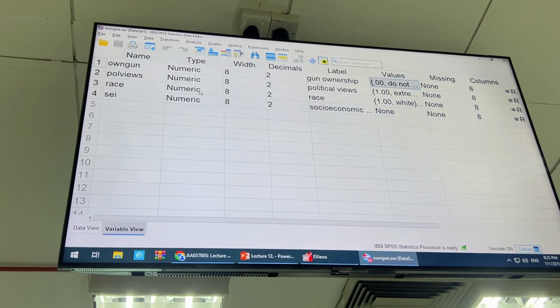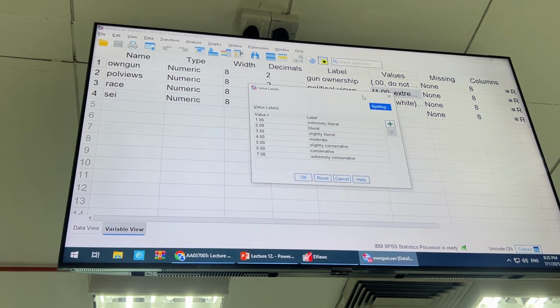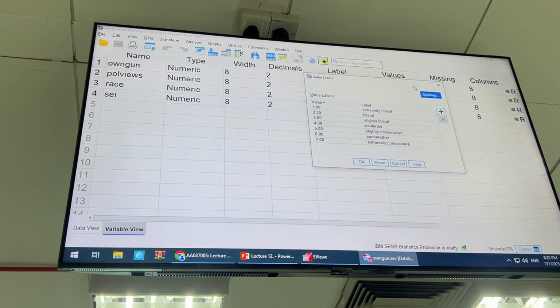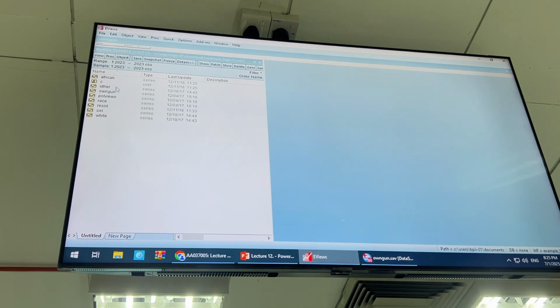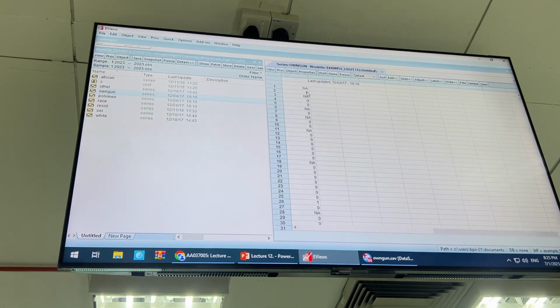Political views is an ordinal variable. We have 1 for extremely liberal, 2 for liberal, 3 for slightly liberal, and so on. We use the same values in EViews. For own gun, it is now either 0 or 1, with many 0s and only a few 1s. And then for political views, the values are the level of political views, between 1 and 7.